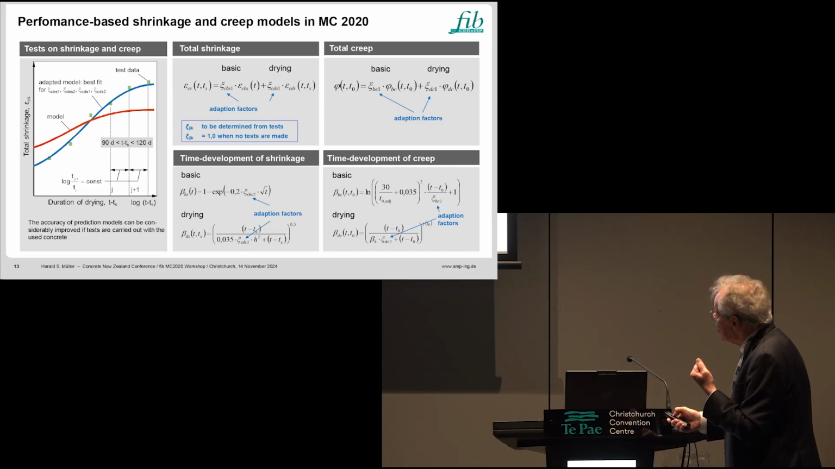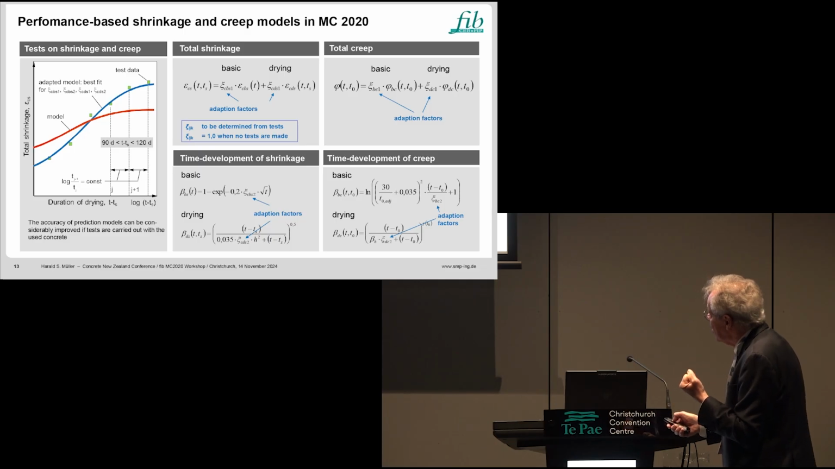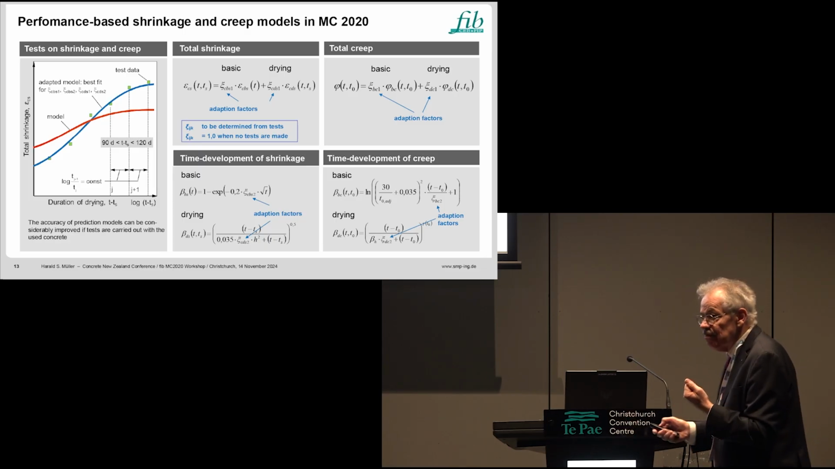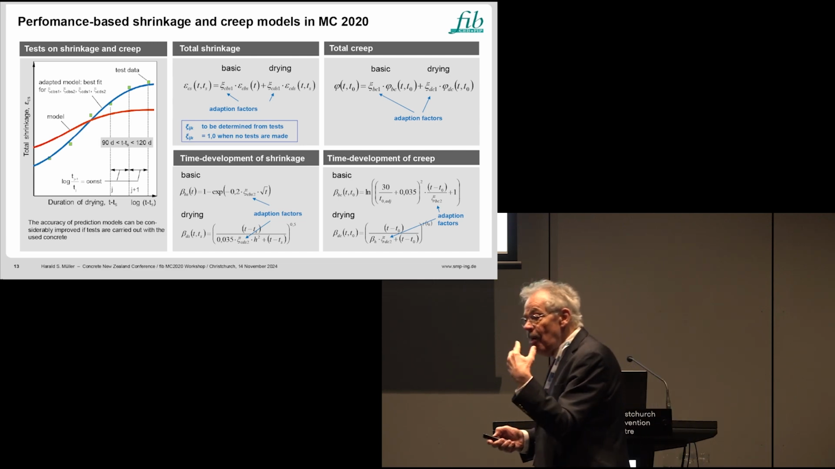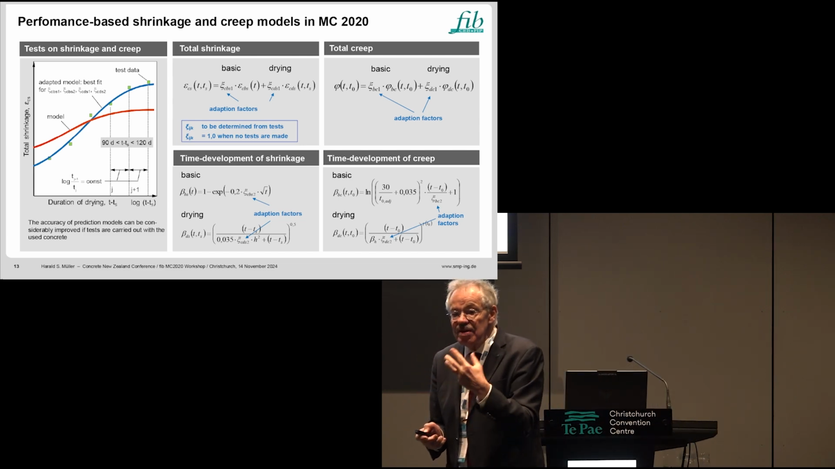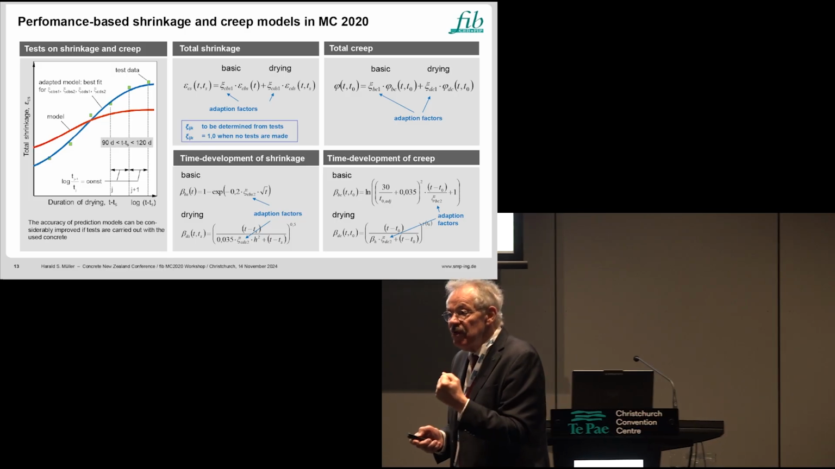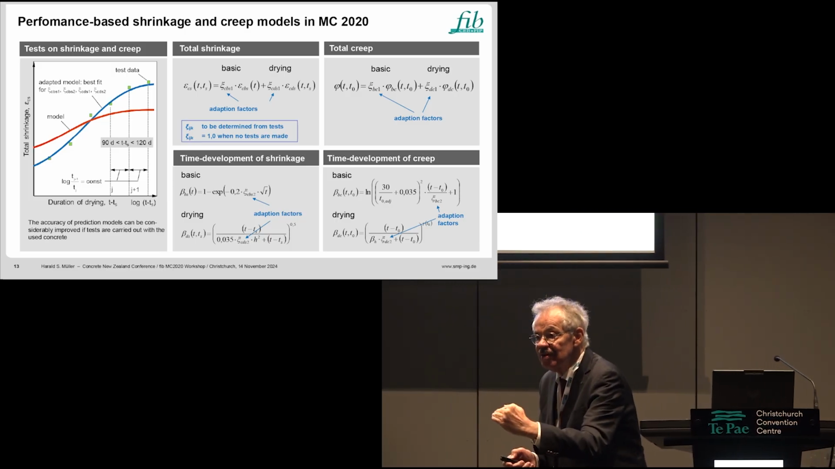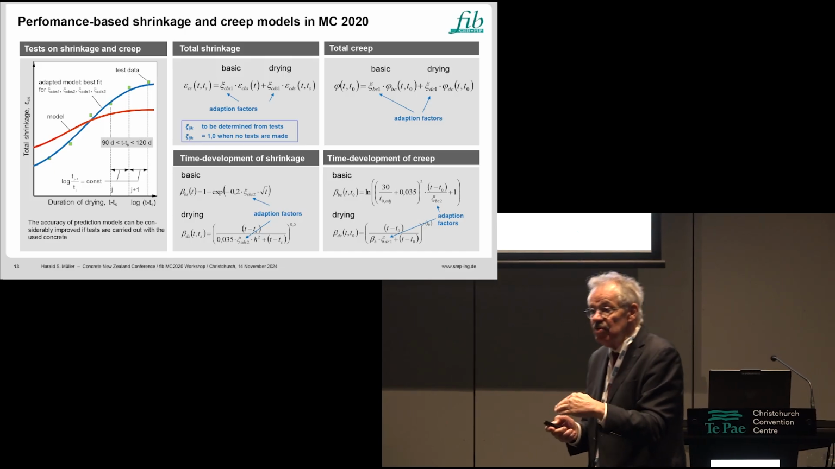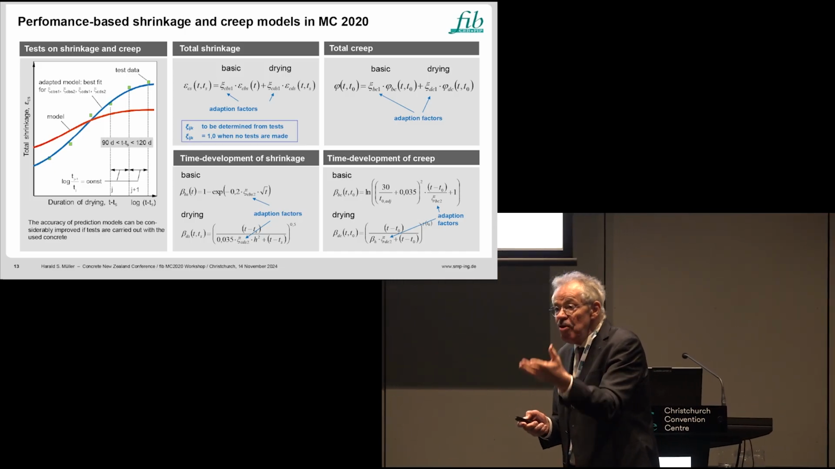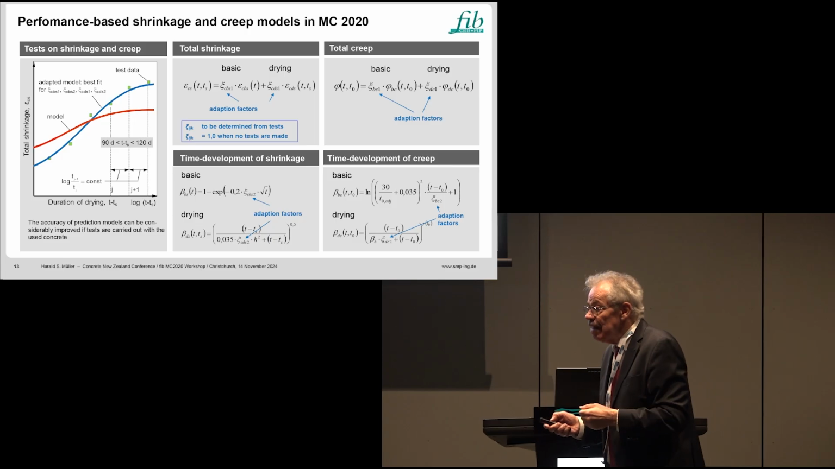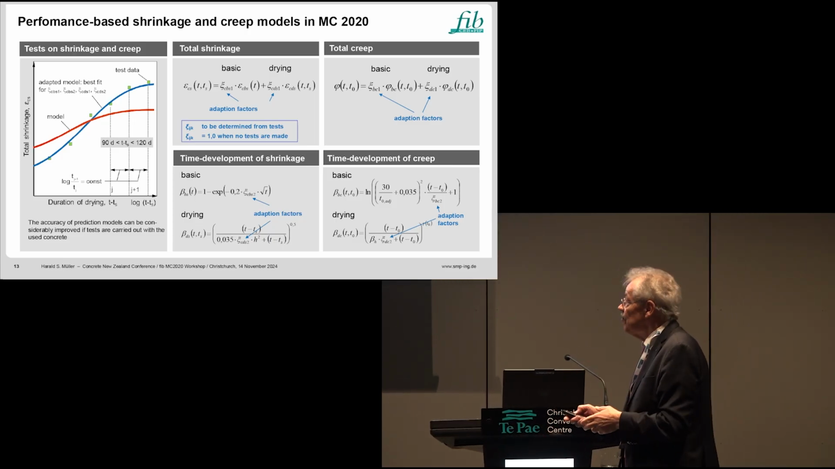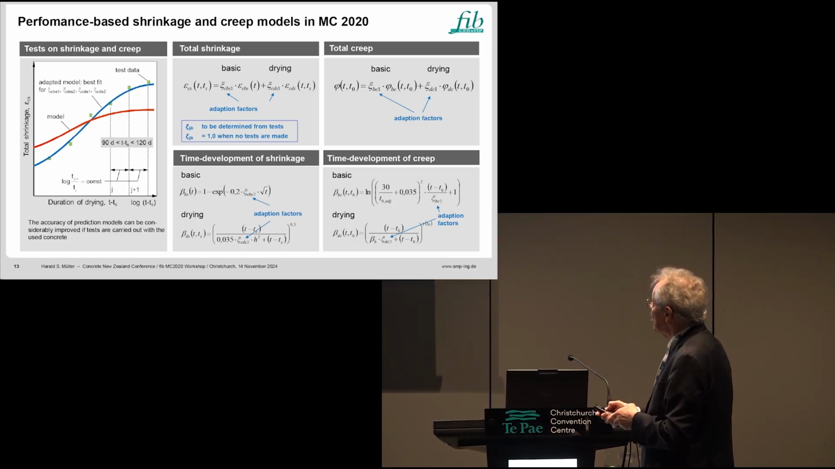And so you have here in the time functions for basic and drying creep also adaptation factors, and also for the time development of creep, the hyperbolic function and logarithmic function, we have included these adaptation factors which you can derive from tests. And the consequence is, for example, your coefficient of variation will be reduced if you run a test with the concrete which is used on site, for example, from 30% to around about 10%, which is a big step of quality of the prediction.